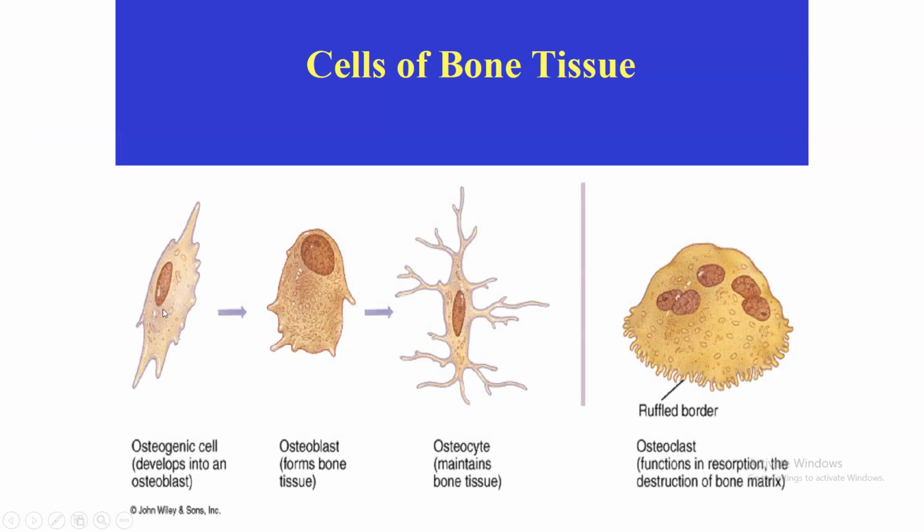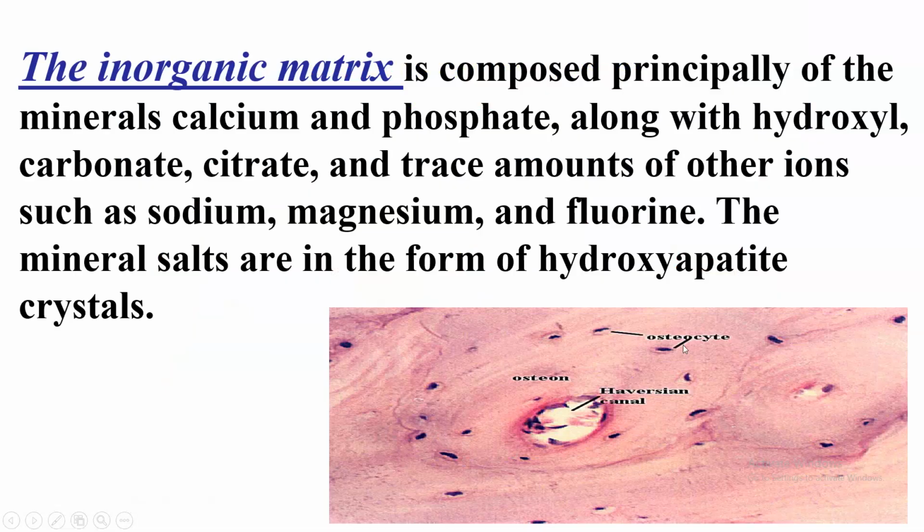So this is the osteogenic cell, undifferentiated, which is going to be differentiated into an osteoblast cell, the active one, which gives me the osteoid, then it transforms into an inactive osteocyte within the osteoid matrix. This is the osteoclast, a multinucleated cell responsible for resorption of the bone. Now the matrix.